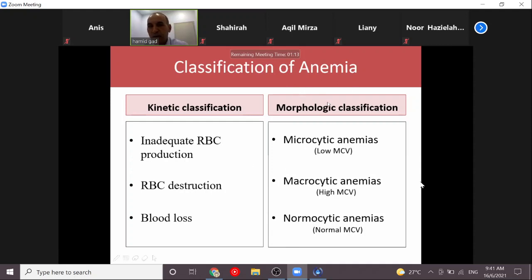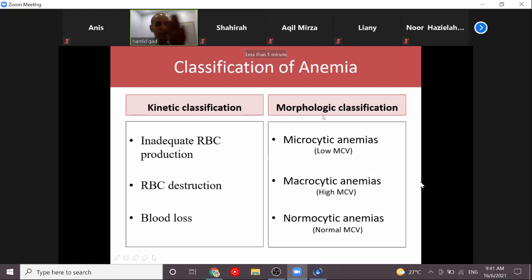And another way we classify anemia is based on the morphological classification. I just mentioned that it is based on the MCV. This is from the CBC, complete blood count. We have 1 minute, then we go. So based on MCV, anemia can be microcytic, macrocytic, or normocytic. And this is what we use in the hospital.